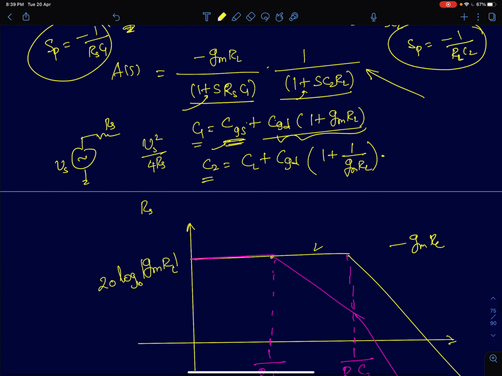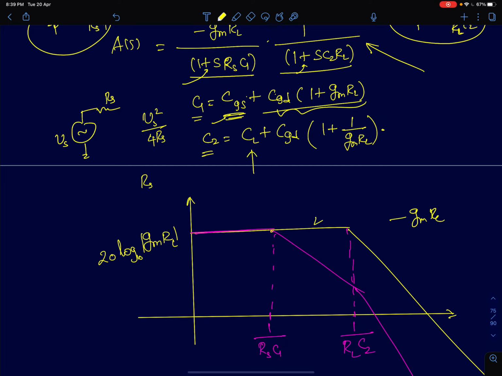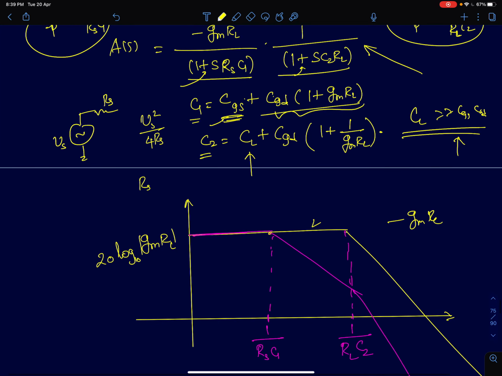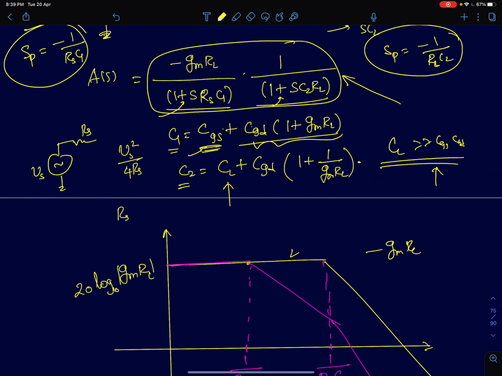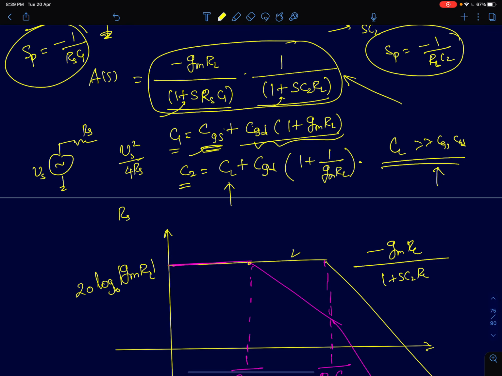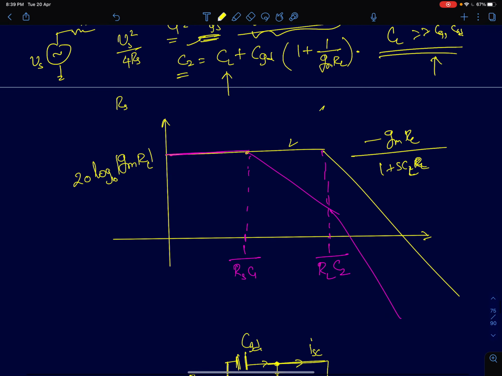Now I'm going to assume CL is much greater than CGS and CGD; this is the assumption I'm going to make. Had there been no CGD, because CGS is also very small, I can see the system as though having a single pole. So if I take this transfer function, I can neglect C1. C1 will be very small if there was no CGD. Then the gain will simply be minus gmRL by 1 plus s C2 RL. So C2 will be just CL itself, it will be CL RL. And the frequency response of that function is shown in yellow here.